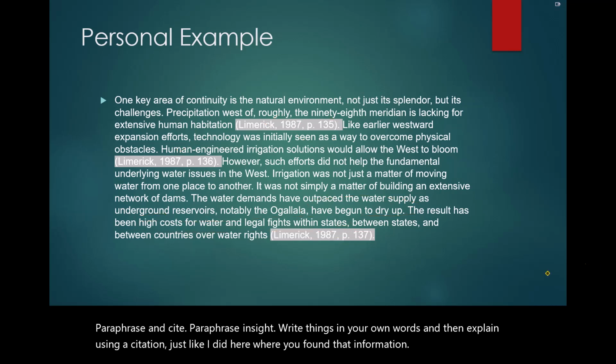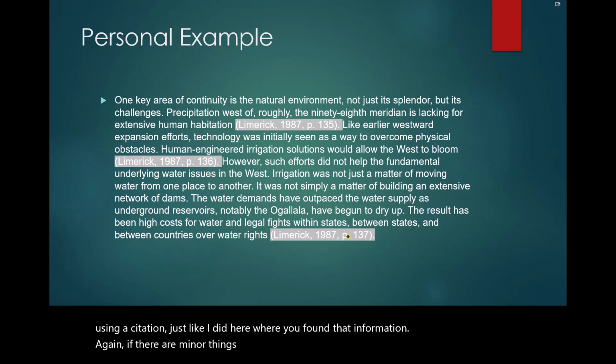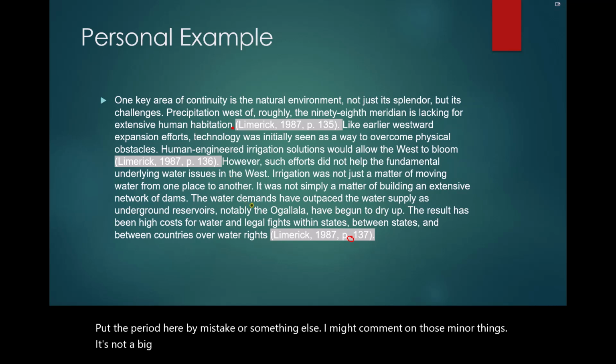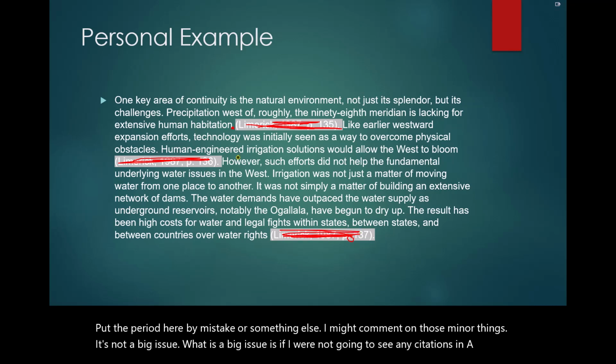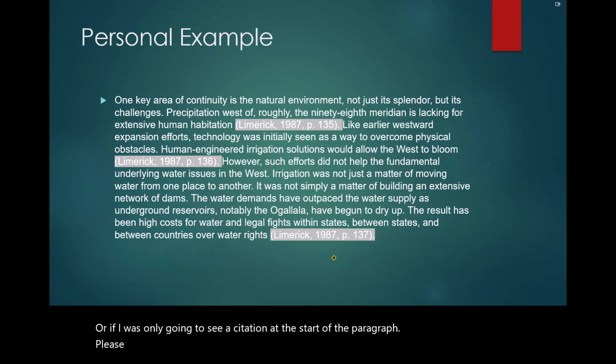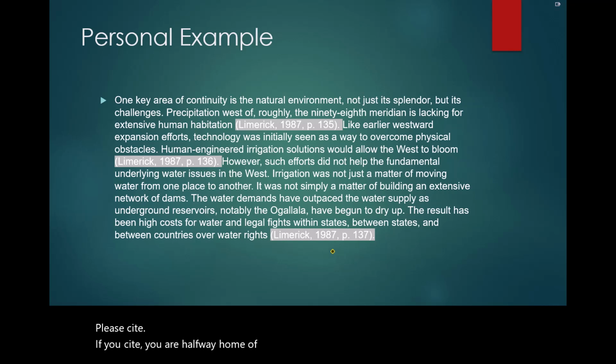Again, sometimes people will forget the period here, or they will put the period here by mistake or something else. I might comment on those minor things, but it's not a big issue. What is a big issue is if I were not going to see any citations in a paragraph, or if I was only going to see a citation at the start of the paragraph. Please cite. If you cite, you are halfway home to doing well on your writing assignments.